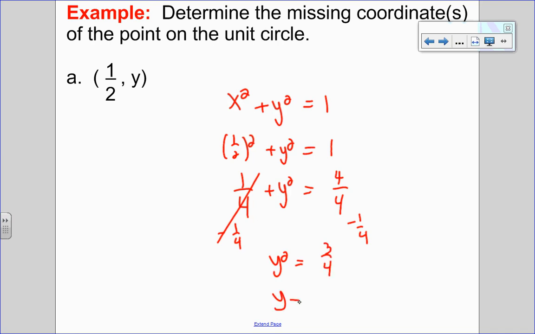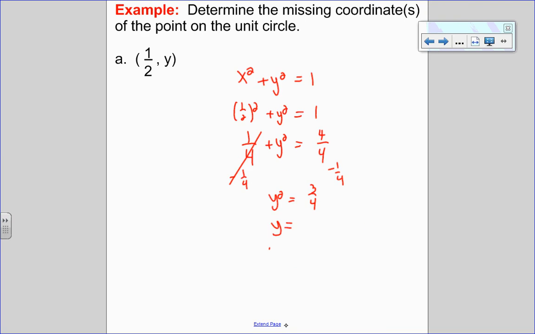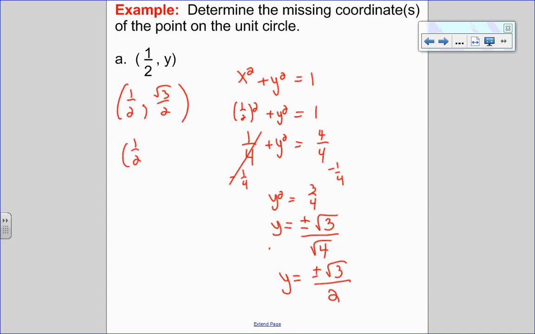So I'm going to square root both sides. Now remember that tip that I gave you guys when we were isolating y: when you take the square root, it has to be plus or minus. Now since it's a fraction, I'm going to do the square root of the numerator over the square root of the denominator. So I get plus or minus root 3 over the square root of 4, which is just 2. So plus or minus means there are 2 coordinates. So one coordinate would be 1/2 and positive root 3 over 2. And another coordinate would be 1/2 and negative root 3 over 2.